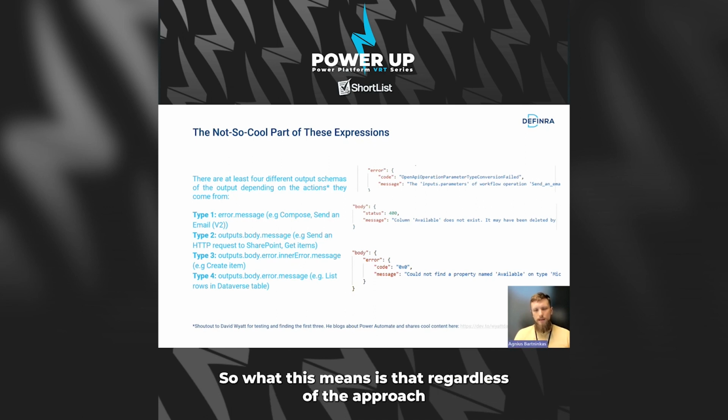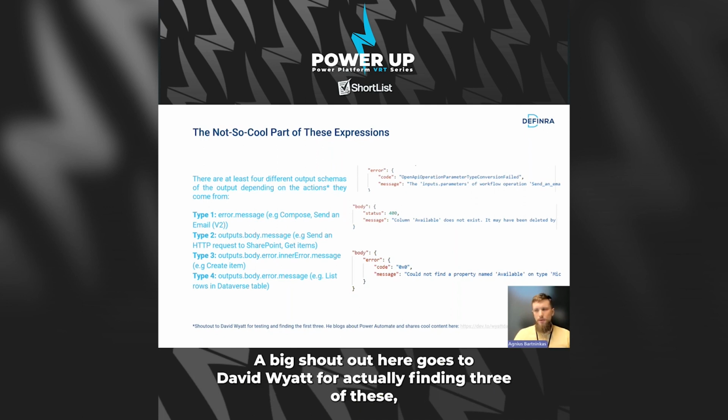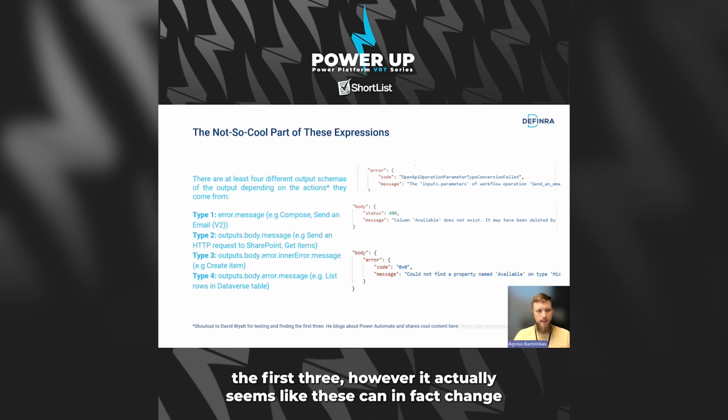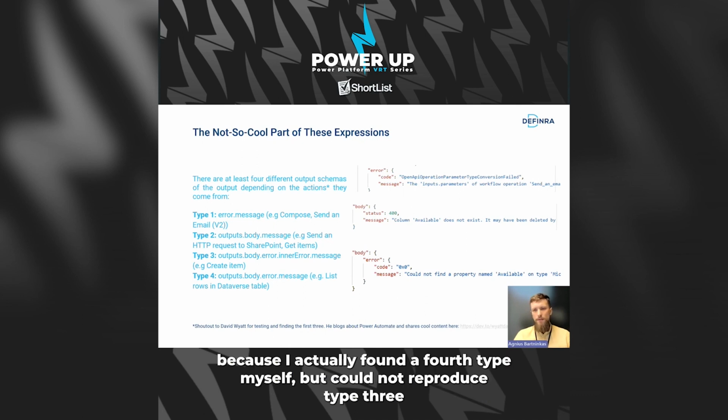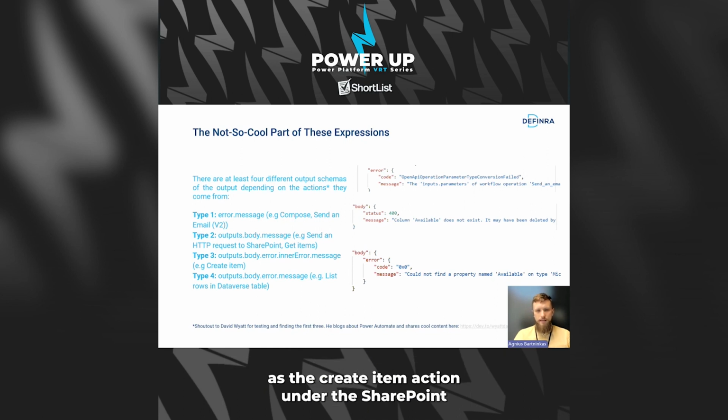So what this means is that regardless of the approach we take, it will still be quite tricky to handle all exceptions properly. A big shout out here goes to David Wyatt for finding 3 of these, the first 3. However, it seems like these can in fact change, because I found a 4th type myself, but could not reproduce type 3, as the create item action under the SharePoint connector would result in type 4 for me when I forced it to fail.